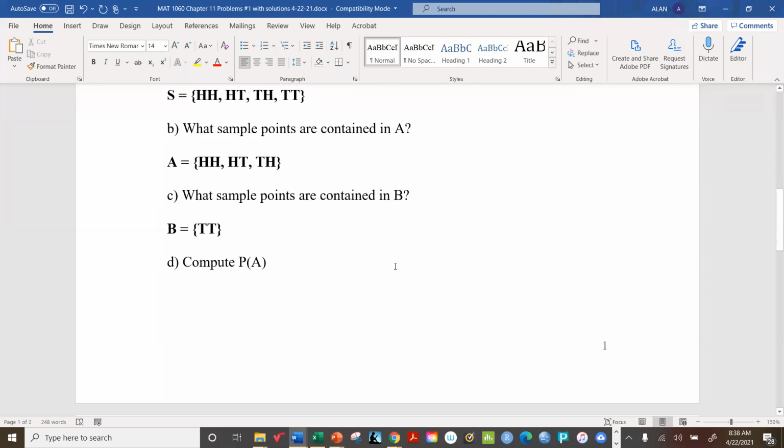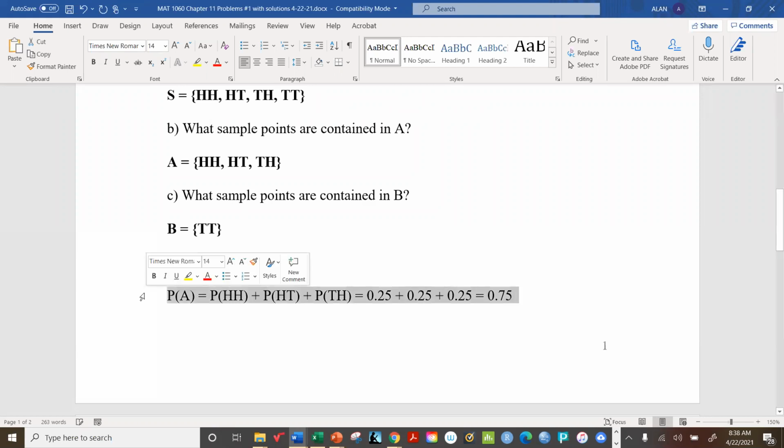So when it comes time to calculate the probability of A, we can do one of 2 things. We can write this as the probability of HH plus the probability of HT plus the probability of TH, which would be 0.25 plus 0.25 plus 0.25 equals 0.75.